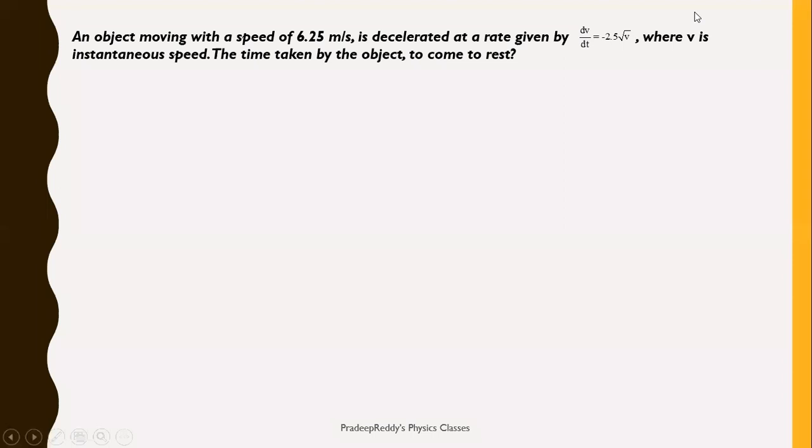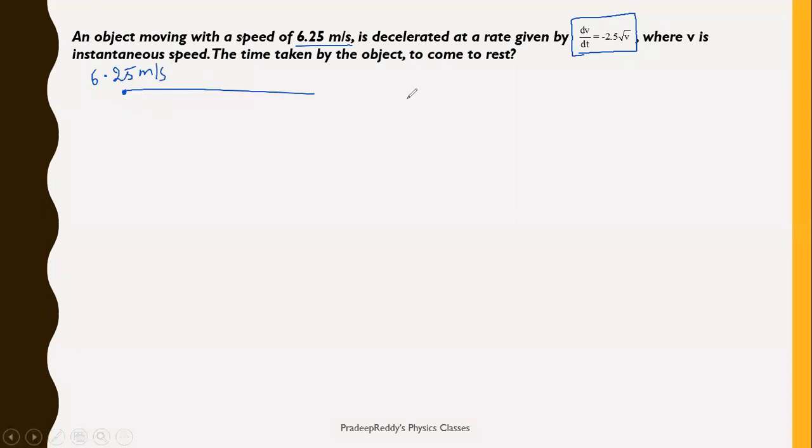Students, we are going to learn one problem based on previous concepts. In this particular problem, we have an object moving with speed 6.25 meter per second that is decelerated at a rate given by dv by dt is equal to minus 2.5 into root v, where v is the instantaneous speed. Find the time taken by the object to come to rest. So the body is starting with some initial velocity, right? What is its initial value? 6.25 meter per second.